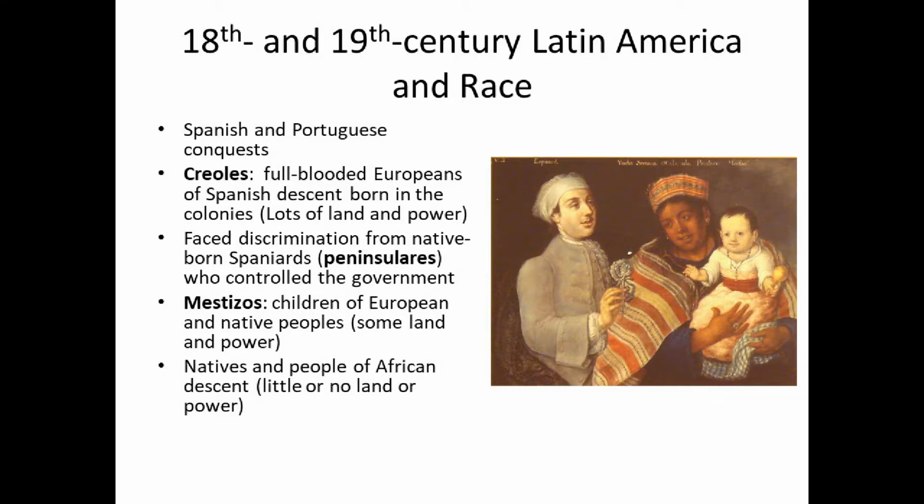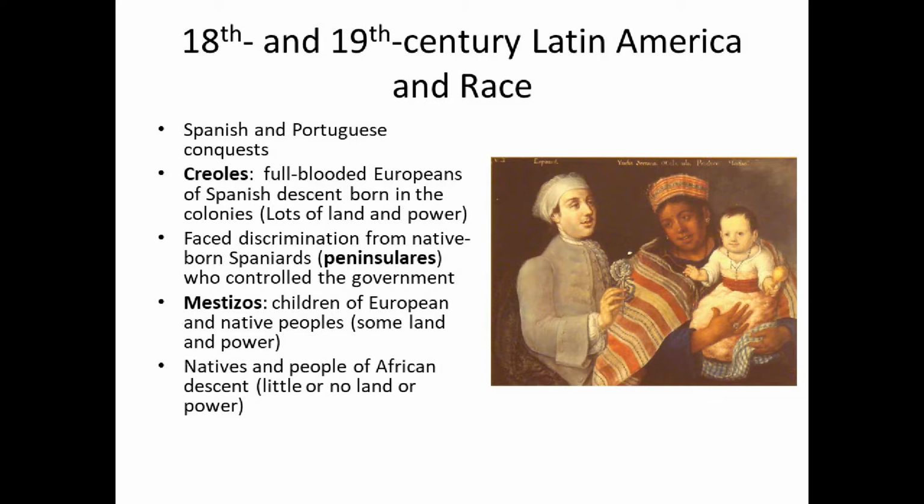You will have lots of land and power, most likely, right? So this is someone, like I said, a full-blooded European. All of their ancestors that they know of are Europeans, but they're born in the colonies. They are a Creole. They have lots of land and power. People like me, whose ancestors are all from Europe, but I'm born in the United States, I would have been considered a Creole, basically. Now, these people are near the top, but they're not actually on top.